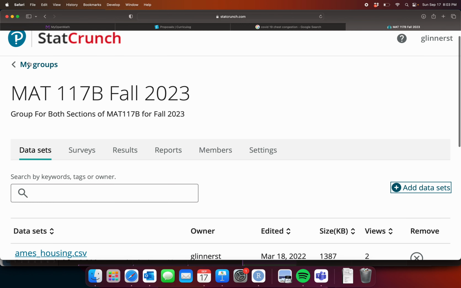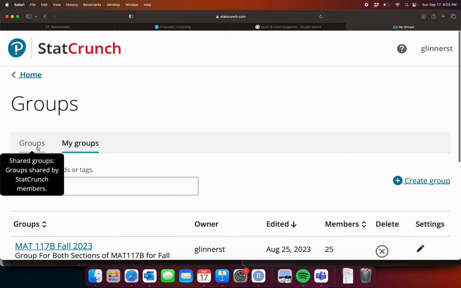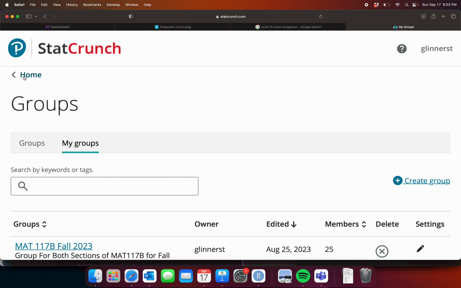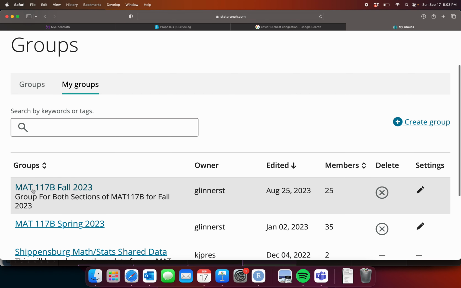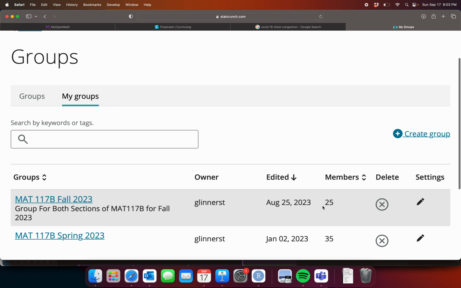This is my group. When you get a StatCrunch license, when you pay the money to get StatCrunch, I have a link in the syllabus that tells you to join my group. And so here's my group. It's called Math 117B Fall 2023. It currently has 25 members. A lot of people have not joined this because there should be 70-some members in here, which is fine, but you will need to join it eventually.